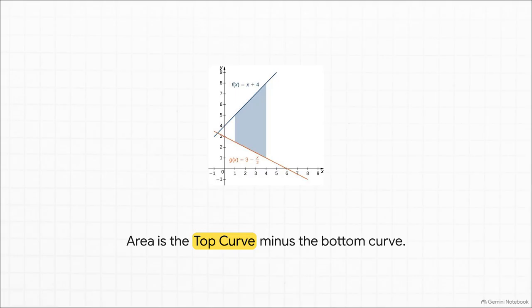Now, what's really interesting about this is how we just level up that basic concept. The area of the shaded region is the top curve, f of x, minus the bottom curve, g of x. Instead of finding the area all the way down to the x-axis, we literally just stretch our vertical measuring stick so it spans the gap. We span the gap between the top curve, our f of x equals x plus 4, and the bottom curve, g of x equals 3 minus x over 2. The height of our rectangle is just that difference. We integrate it, and there you have it, the exact area between the two curves.